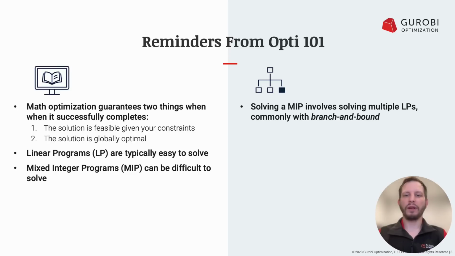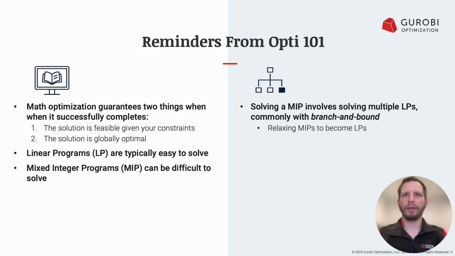So we saw that solving a MIP involves solving multiple LPs, possibly exponentially many. A common method that we described was called branch and bound. There are other things that Gurobi and other solvers use in addition, but this is one that's easy to explain to help you understand what's going on. I'm going to give a very quick rundown of branch and bound.